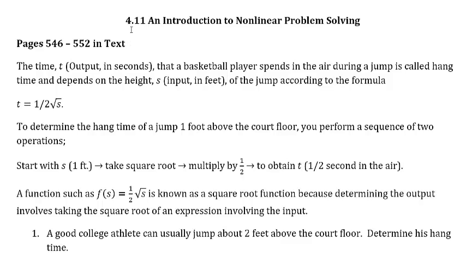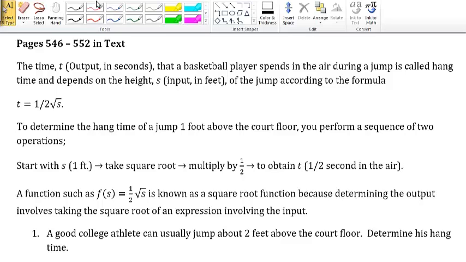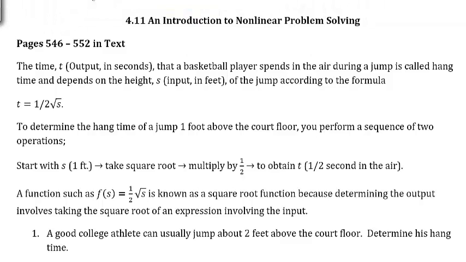This lecture video is about section 4.11, and it's an introduction to nonlinear problem solving. In this section we're going to be looking at the square root function. In this first problem, the time t is the output in seconds that a basketball player spends in the air during a jump, and it's called the hang time, and it depends on the height s, which is going to be our input, in feet, of the jump according to the formula t equals 1/2 times the square root of s.